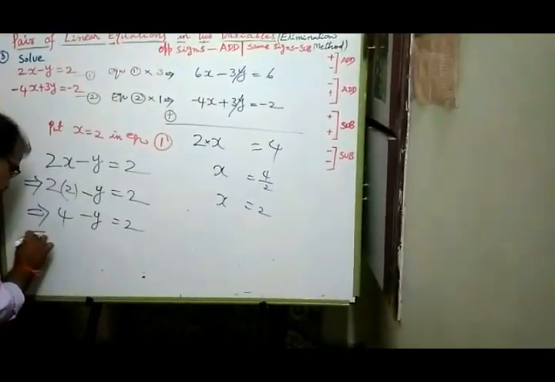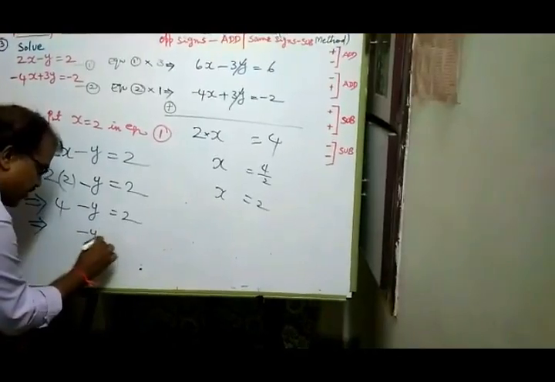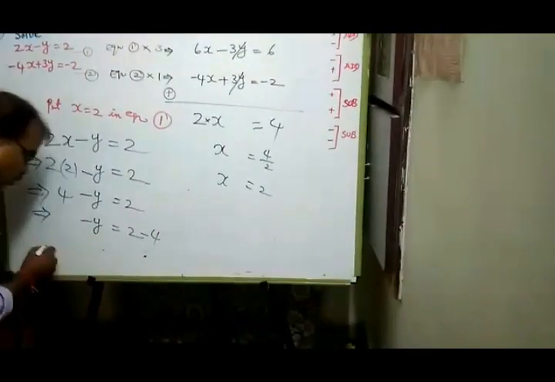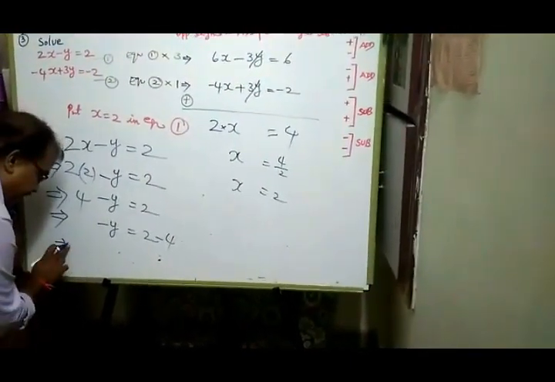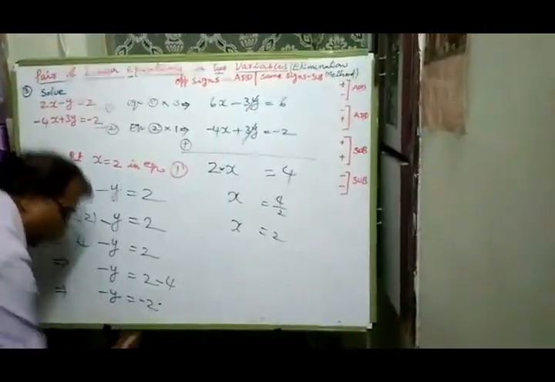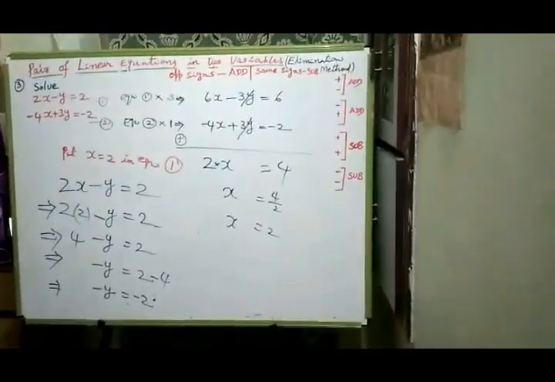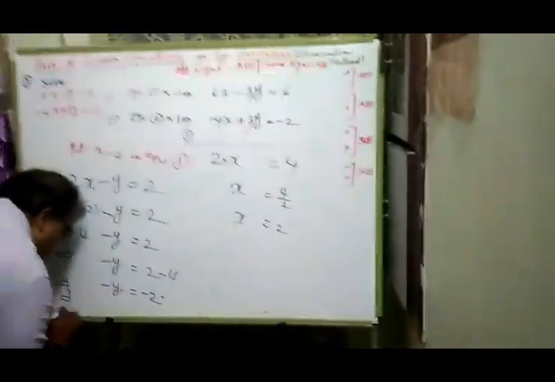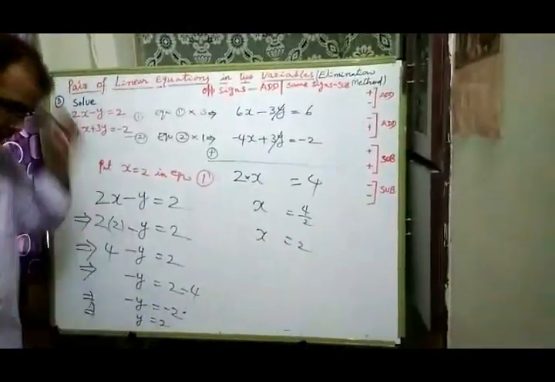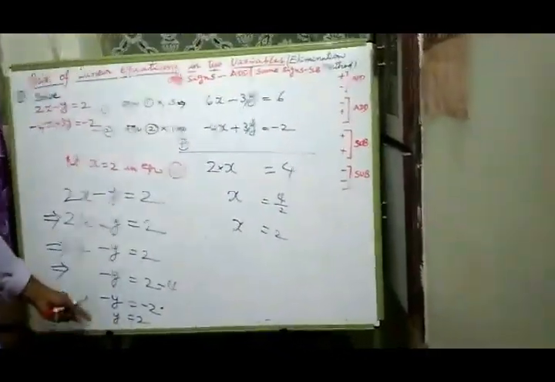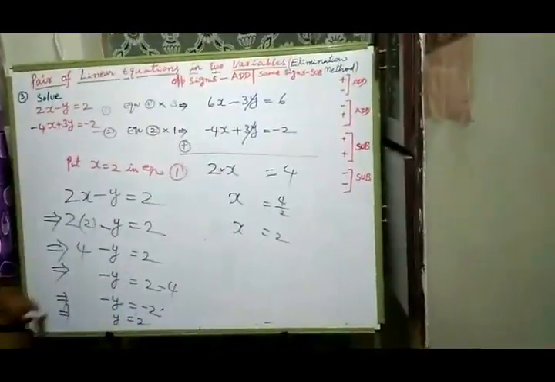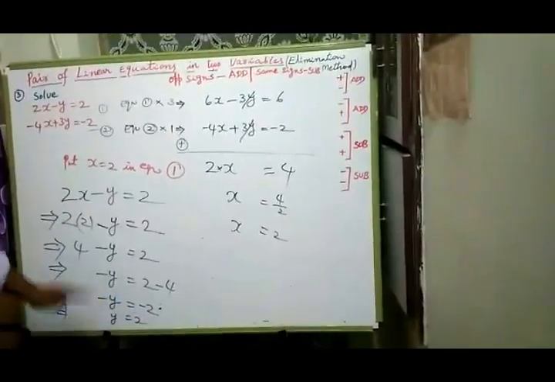That is nothing but minus y is equal to 2. This plus 4 will be transposed as minus 4. That implies minus y is equal to minus 2. That implies y is equal to 2. You know very well, you multiply with minus 1 on LHS and RHS. Directly also you can write minus y is equal to minus 2, y is equal to 2.